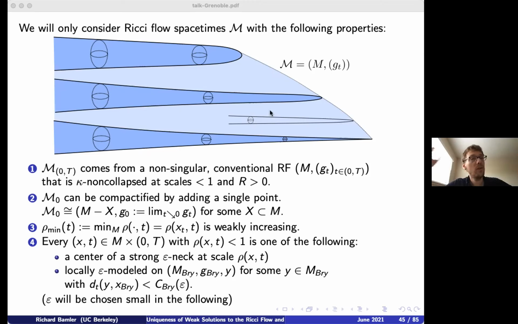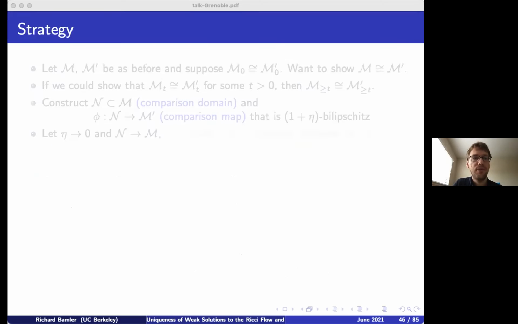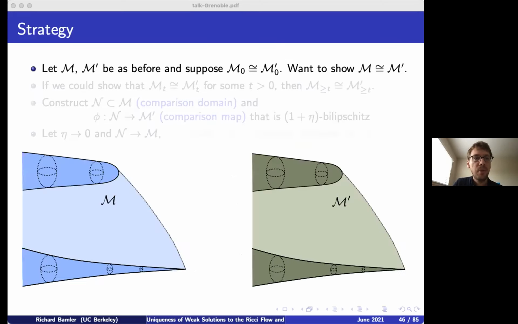All right, so now I want to show uniqueness for these types of flows. So how do we show uniqueness? Well, we show uniqueness by comparing two flows with the same initial condition. So let me take M and M prime, just as I've explained in this toy case. And let's suppose that they have isometric initial condition, and I want to show that the flows are the same. So I assume that at time 0 these two cusps are the same, and I want to show that both flows are the same.